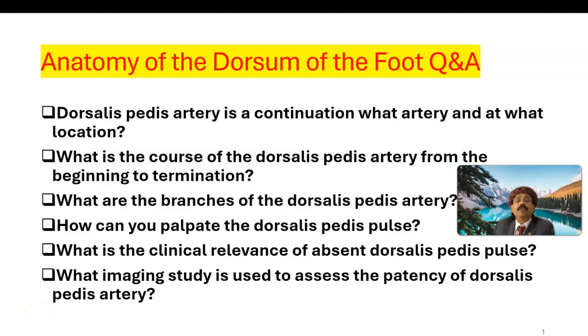Hello, my name is Dr. Dewan S. Raja. Today I will discuss the anatomy of the dorsum of the foot. I have questions and answers.